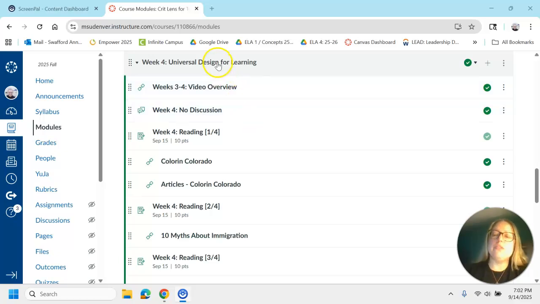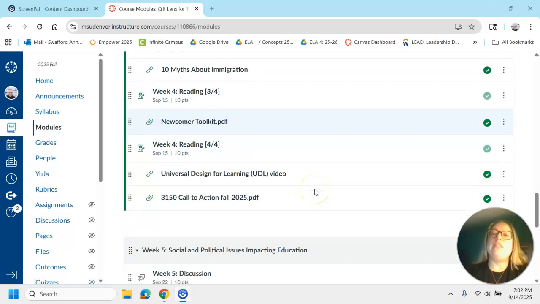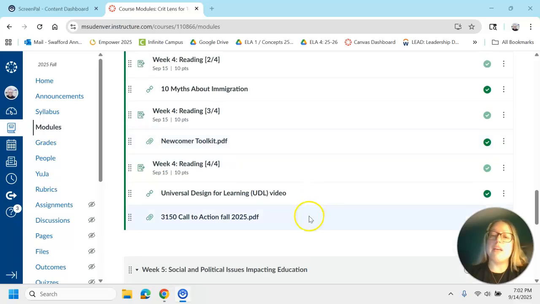Then we got into some universal design for learning, looked at coloring Colorado, and then looked at myths about immigration. Obviously, immigration is a hot topic now in our education systems, and a lot of times people will come to the topic of immigration from a deficit mindset, but it's really important that we think about what immigration and diversity add to our classrooms rather than what, if anything, they're taking away.